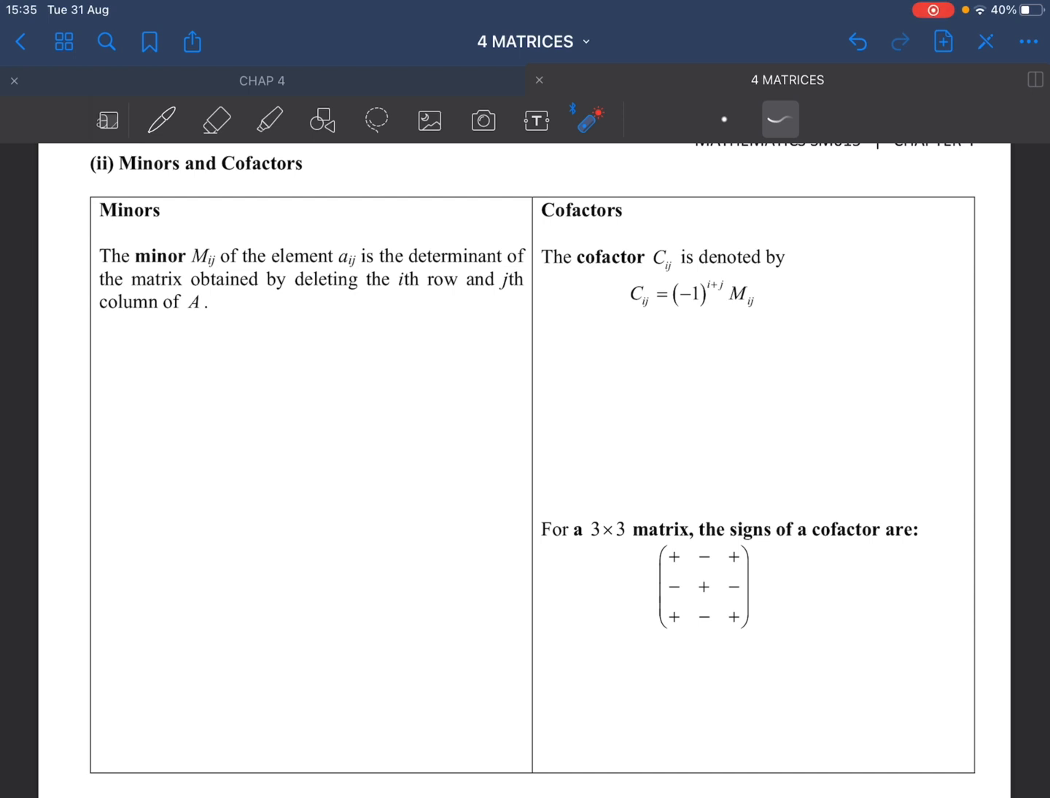Okay, why? Because to find the determinant for a 3 by 3 matrix, we have to know how to find minors and cofactors. So what is a minor? So as you can see here, the minor of the element Aij is the determinant of the matrix. Okay, kita dah tahu macam mana nak cari determinant, tapi obtained by deleting the ith row and the jth column of A.